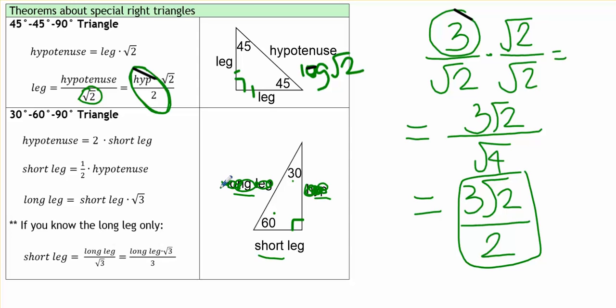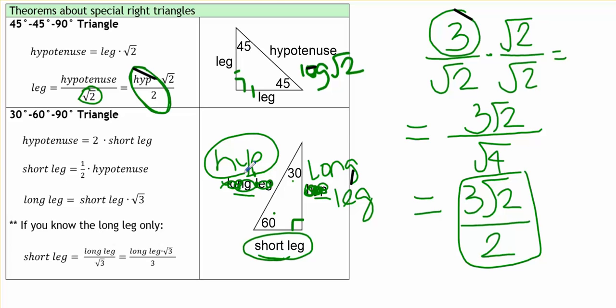Whoops. That's the hypotenuse right there, and that is the long leg. Some of you were probably looking at that and thinking, what was she doing? There we go. Fixed. So the hypotenuse is always 2 times the short leg. Here's the short leg. Here's the hypotenuse.